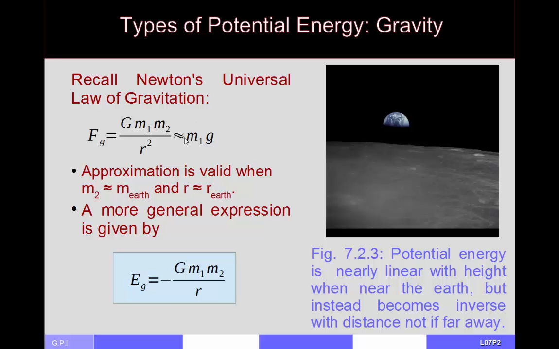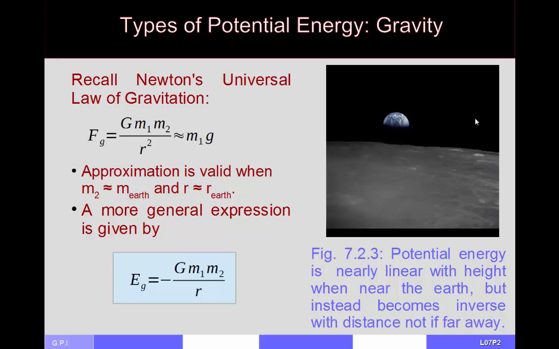So if you're near the Earth's surface, that simplifies down to m1g, or if you're near the Moon's surface or whatever. This approximation, Fg is about m1g, works when you're using that m2 is the mass of the Earth, so you're standing somewhere on the Earth, and r is approximately the radius of the Earth. If you're standing on the surface of the Earth, you are equal to the radius of the Earth away from the center of the Earth.